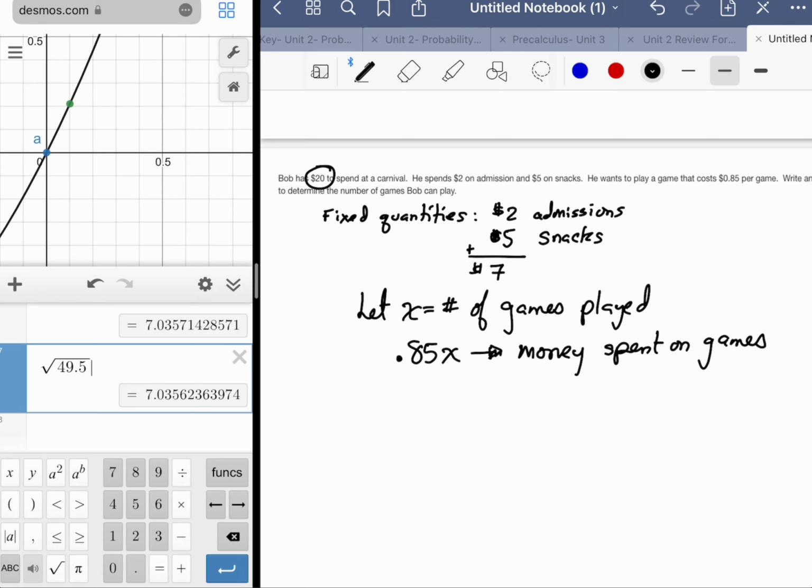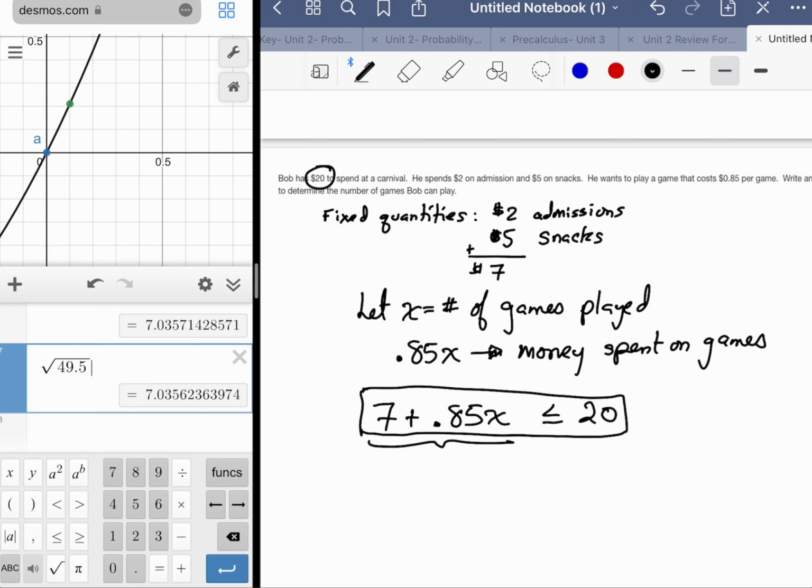So that means he could start off with his $7. He can add 0.85x to that, but whatever this total is has to be less than or equal to the $20. And as long as he meets this requirement, he'll be good to go. So this question is only asking for this relationship. That's all you'd have to write, the inequality.